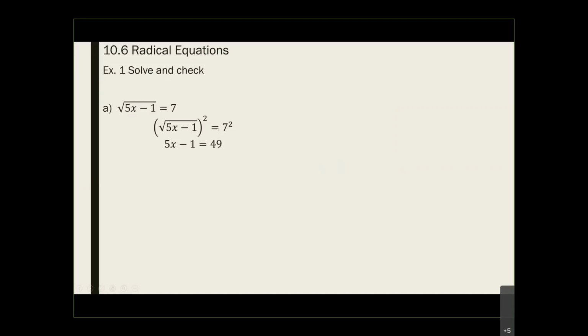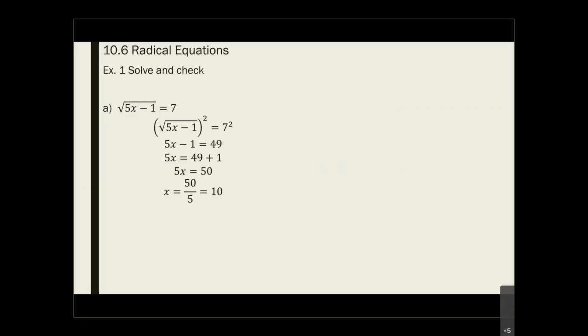As you can see, after one step, after you square both sides, now this is the easy problem, ladies and gentlemen. Why is it easy? Because how can I solve for x? We just need to do the opposite operation: subtract, then add, which gives 5x equal to 50. And we need to divide, so x is equal to 10. So looking at this problem, like I mentioned, this is the easy type of problem in that the radical is by itself.